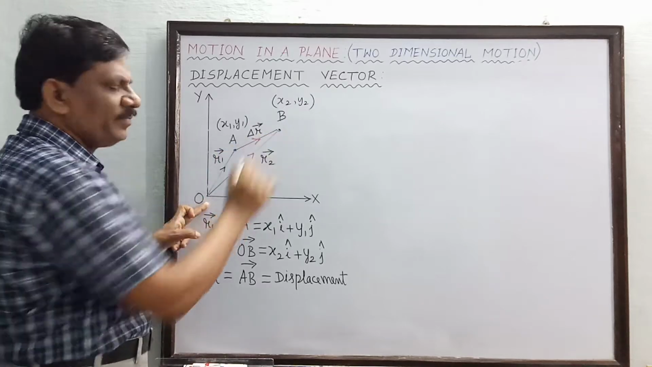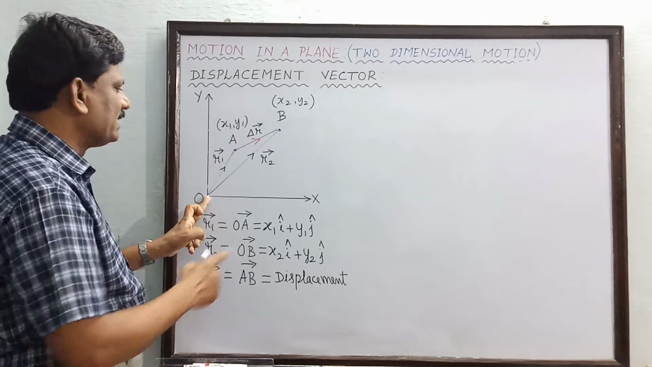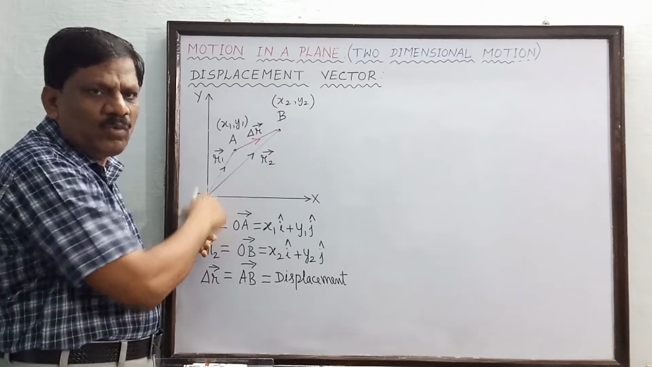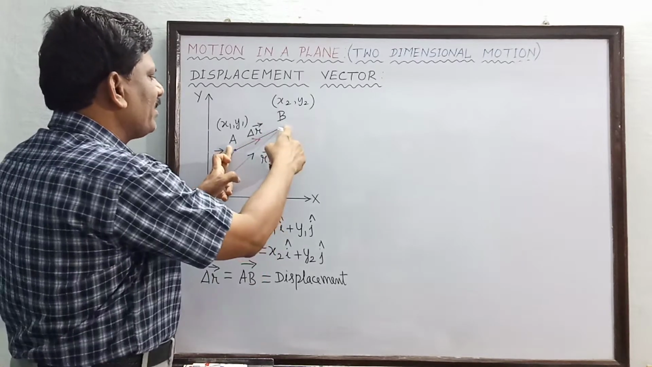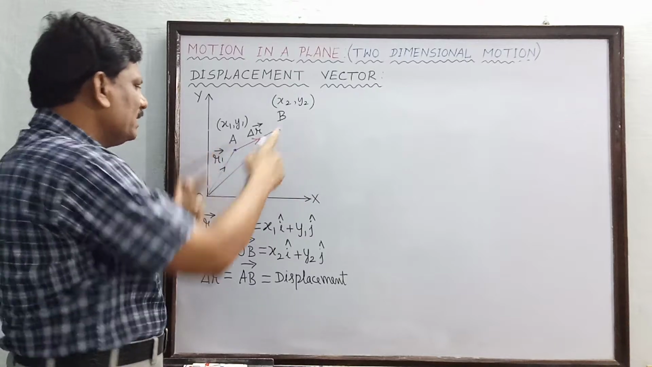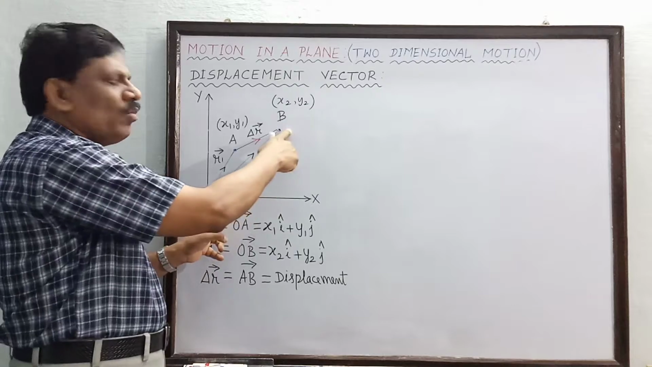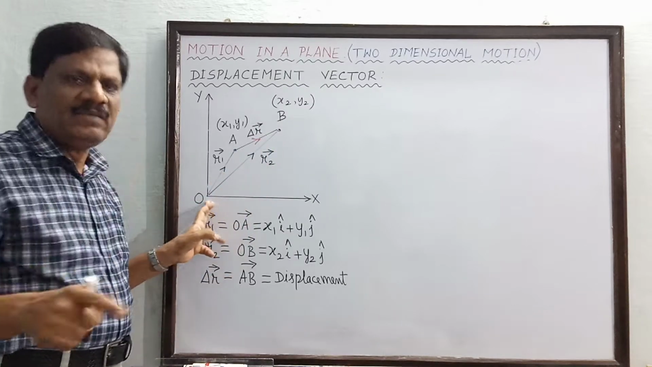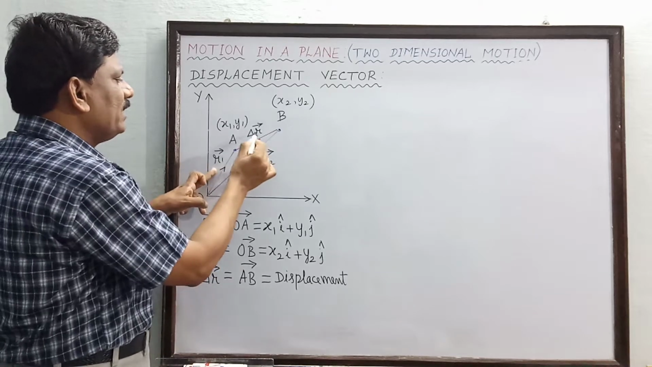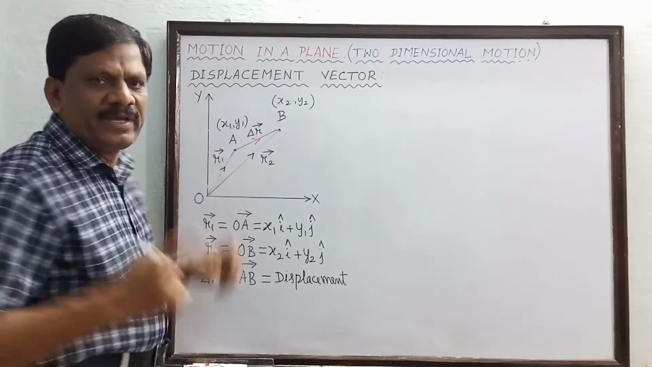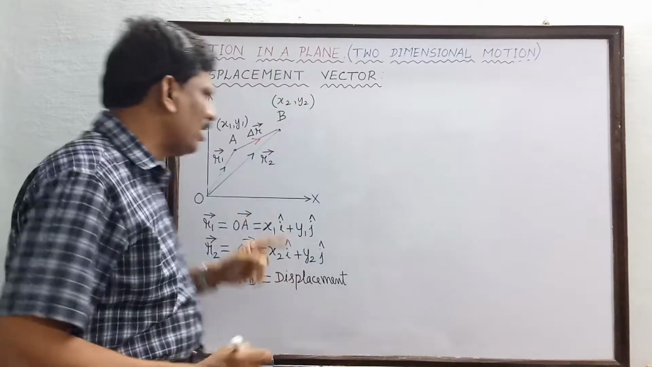Now R1 vector is represented from O to A. Then delta R vector is represented from A to B. And this OB vector, that is R2 vector, is represented from O to B. So these three vectors I am going to add. See here, R1 vector and delta R vector are following one another in the same order. They are in the same direction or same order, that is clockwise.